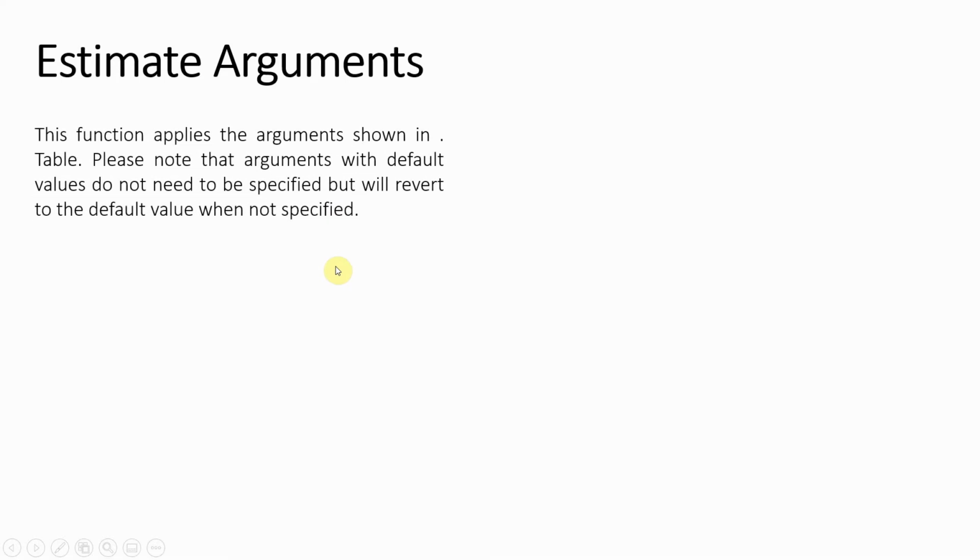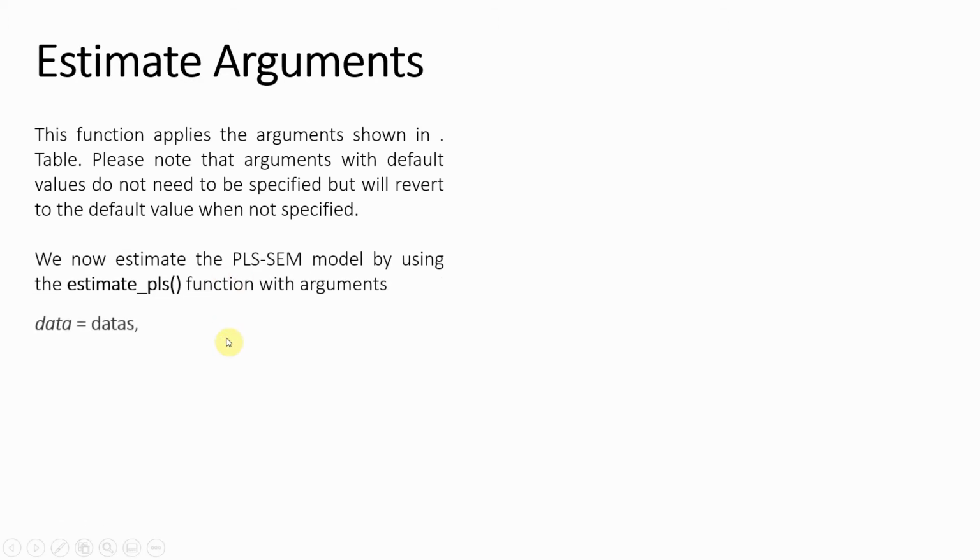What are the arguments that it takes? Since it's a function, it will take certain arguments. Now, what is it that you want to estimate? You have to tell the function. What is it that you want the function to perform? What is it that you want the function to do? So you have to give it certain arguments. Now you have to specify the model that you want to estimate.